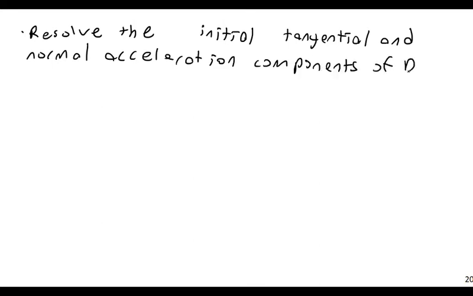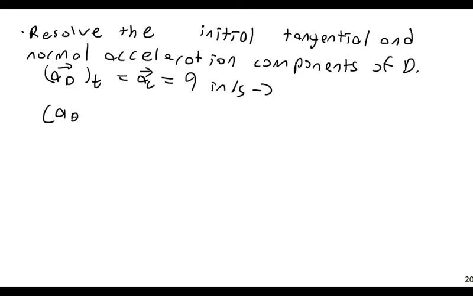All right, so alpha D tangential is equal to AC, which is just 9 inches per second squared to the right, and that's the tangential. Sorry, I shouldn't say time t. I should just say tangential, and then AD normal. That's a little bit of an error on my part. I shouldn't be saying t for the subscript. That is the tangential, not the time label.